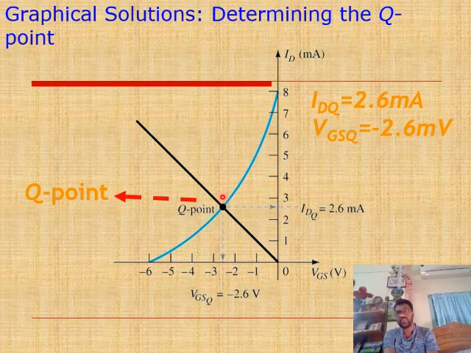Here is the Q point from the graphical solution. IDQ is 2.6 milliampere and VGSQ is minus 2.6 millivolt, and this is the Q point. This is the load line, and this is the transfer characteristics.